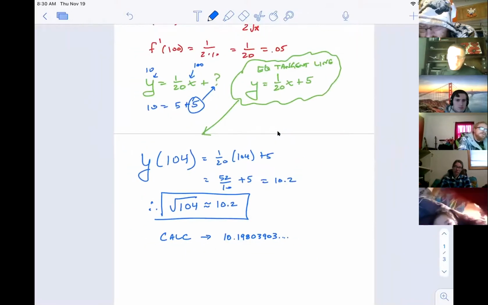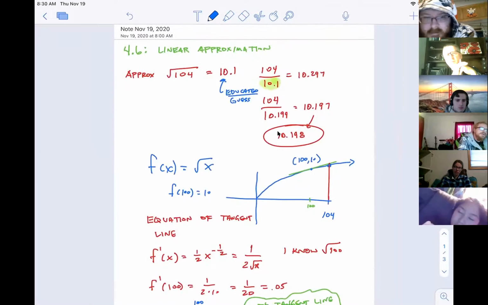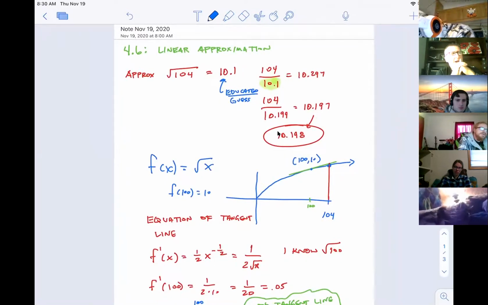So that's kind of a nifty trick. That's kind of what it comes down to. You can approximate it. Well, what did I say this was called? Linear approximation. You can approximate an answer by making a line tangent to the curve nearby.